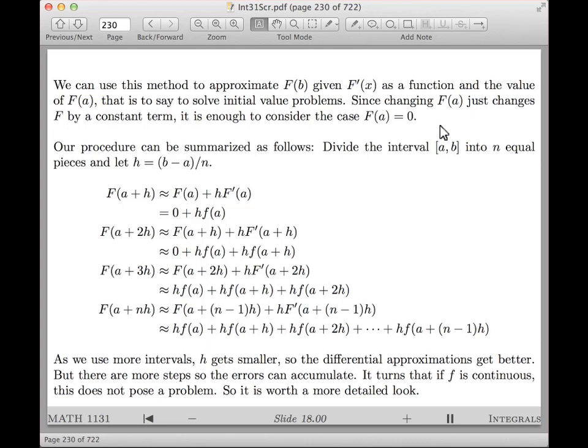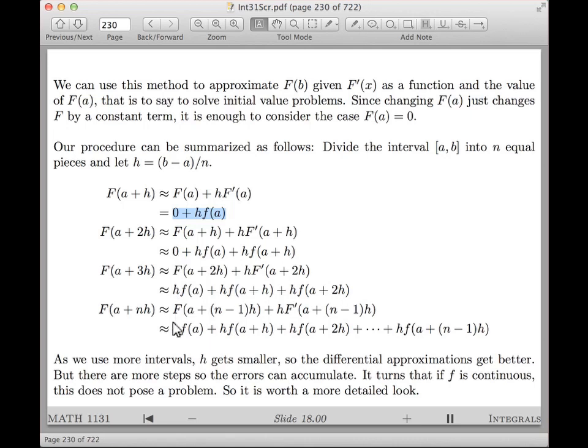So I divide the interval into n equal size steps and then bootstrap my way up just as we did before. Given f of a, I will take dx to be my step size h and use the differential approximation. That gives me the approximation f of a plus h equals 0 plus h times f prime of a. Now use this approximation for f of a plus h and use the differential approximation with dx equals h again. That gives me an approximation for f of a plus 2h. And then continue like this all the way to the end.